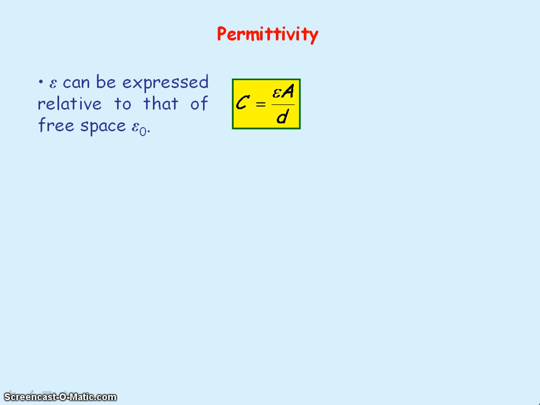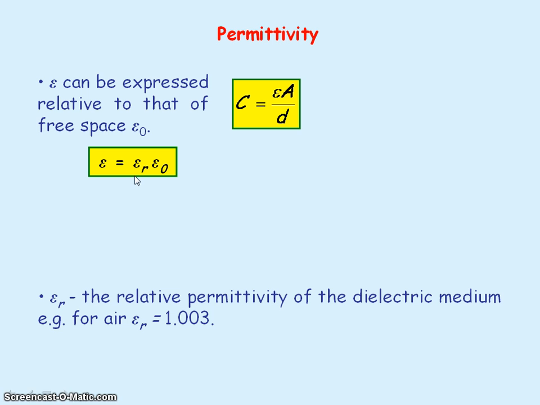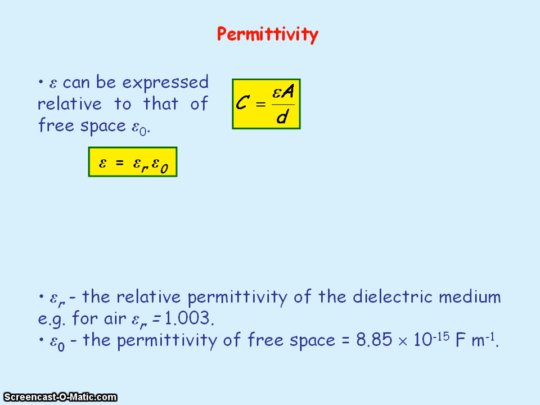The permittivity of the dielectric medium can be expressed relative to that of the permittivity of free space, given by the symbol epsilon naught. So the permittivity equals epsilon R, which is the relative permittivity of the dielectric medium, and it has no units. And epsilon naught, permittivity of free space, has a value of 8.85 times 10 to the power of minus 15 farads per meter.